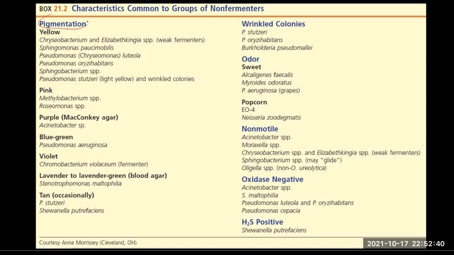So here we have the common characteristics of the non-fermenter groups. We can base it on pigmentation: those producing yellow pigments, pink pigments, purple, blue-green, violet, lavender, and tan. We also have wrinkling of the colonies, and the odor. If it's sweet, it will signify these organisms. If the odor is reminiscent of popcorn, then we can think of Neisseria. And if they are non-motile, there are a lot of them. And for those which are negative for oxidase, we also have those which are positive for hydrogen sulfide production.